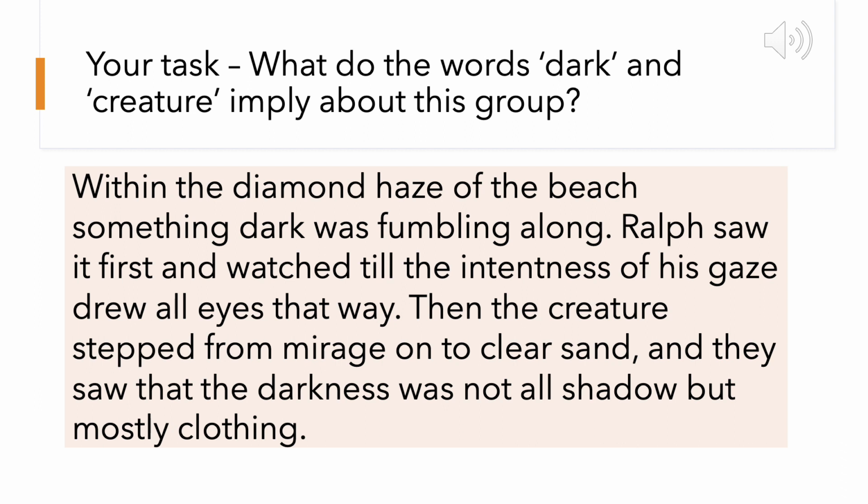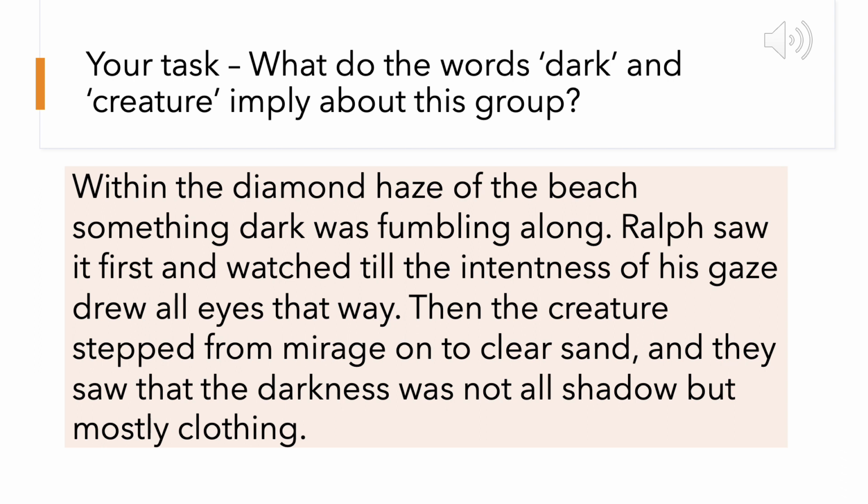Within the diamond haze of the beach, something dark was fumbling along. Ralph saw it first and watched till the intentness of his gaze drew all eyes that way. Then the creature stepped from mirage onto clear sand, and they saw that the darkness was not all shadow, but mostly clothing.